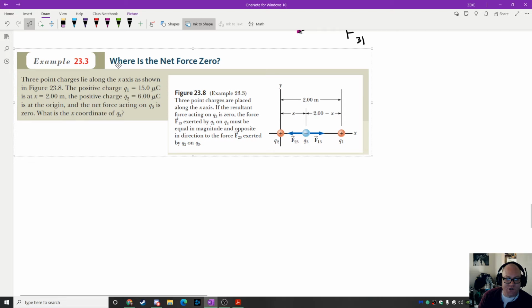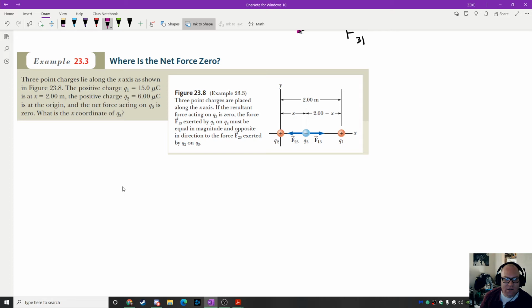So anyway, here's our problem. Where's the net force 0? So 3 point charges lie along the x-axis as shown in the figure here. So we've got a positive charge called Q2, a negative charge called Q3, and a positive charge called Q1. I think that Q1 and Q2 are fixed, but Q3 is free to move. And we can put it wherever we want to. Now our goal is to put it at a location where the force that's experienced is going to be 0.